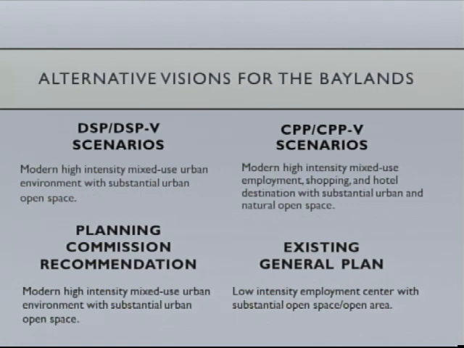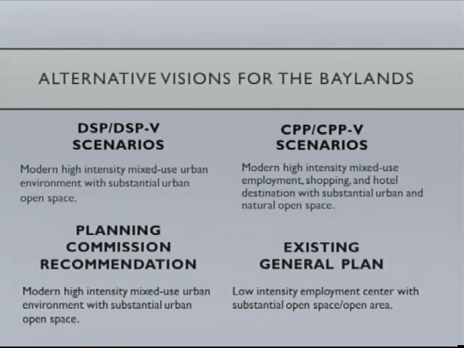Now, we have from the beginning and in the environmental impact report looked at the developer-sponsored plan, which is the application, or applications, in front of the city, the community-prepared plan, which is a scenario that was put together with a series of workshops, and then a development intensity that was added following those workshops to get a comparison, the Planning Commission recommendation, and the existing general plan. Each one of those expresses a very different vision of what the Baylands would be in the future and what type of development and what it would look like as the Baylands are built out.